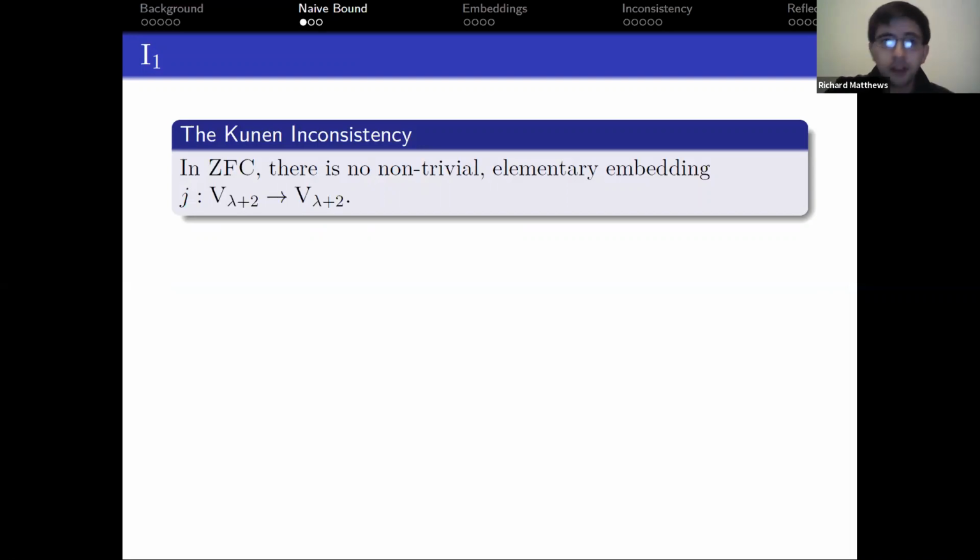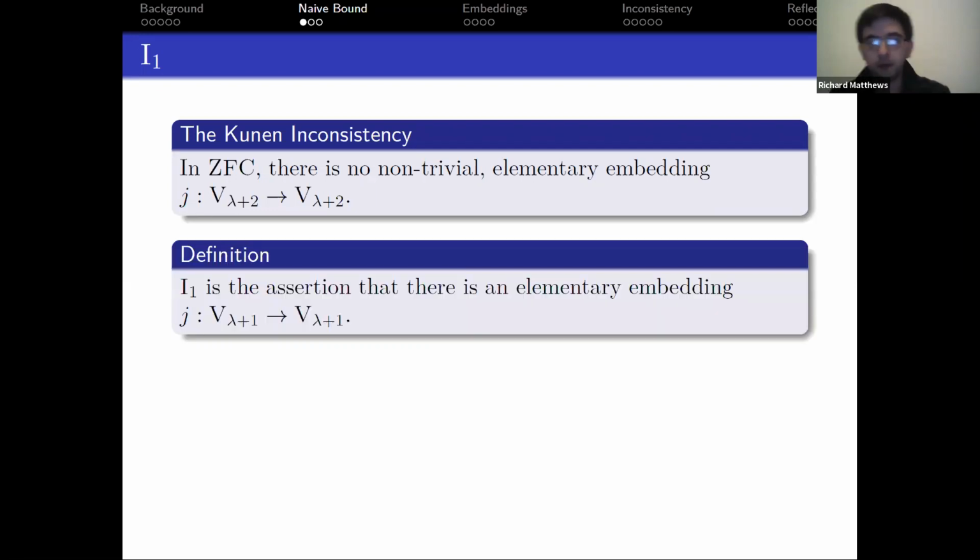So the first thing I'm going to talk about is a naive bound. I want to give a bound to the naive question of: is there a non-trivial elementary embedding of a model of ZFC without power set to itself? There are two ingredients to what we want here. The first is, as I said earlier, that the Kunen inconsistency says there is no non-trivial elementary embedding from V_{λ+2} to V_{λ+2}.